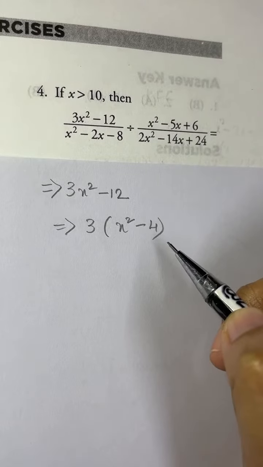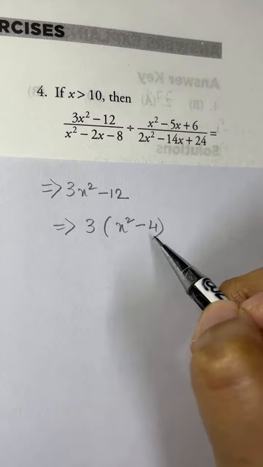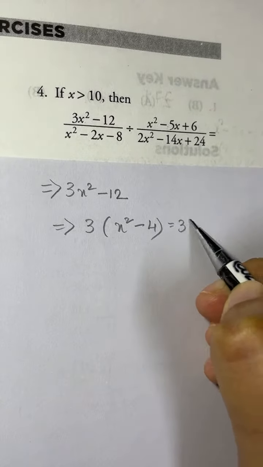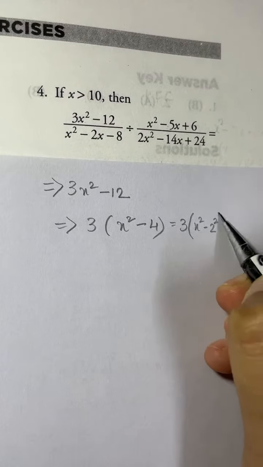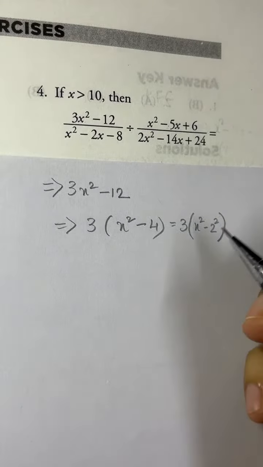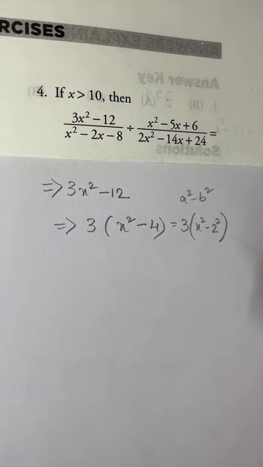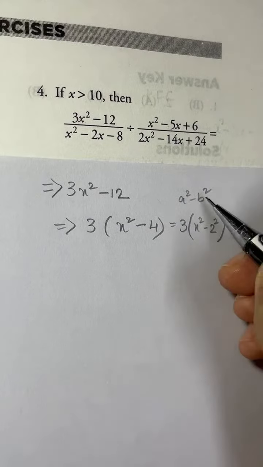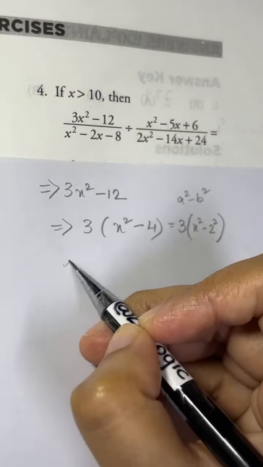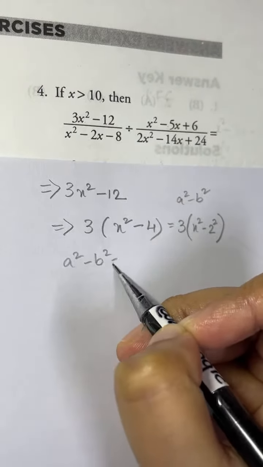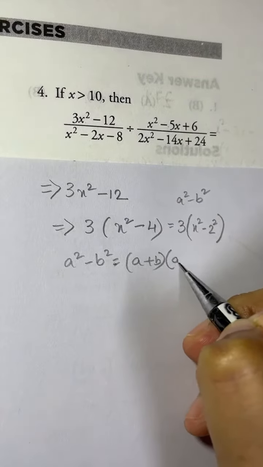Anything further which you can do in this? Can you see something in this? It is like an identity. Yes, 3 times x squared minus 2 squared. 4 is 2 squared. So you have something like this: a squared minus b squared. And what is a squared minus b squared? That is a plus b times a minus b. That's your identity, right? a squared minus b squared is a plus b times a minus b.